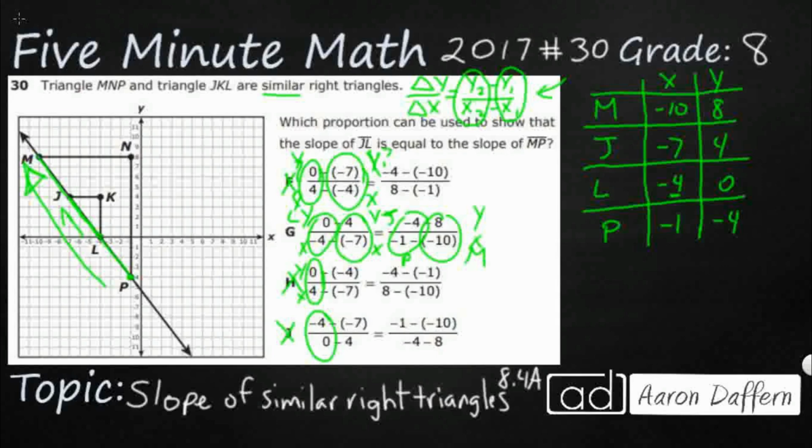And if you really wanted to, you can simplify this, right? This is -4 over 3 equals -12 over 9. And yeah, if you simplified each of these, that's what you would get. And those are equal if you just multiply by 3. So your answer is G here.